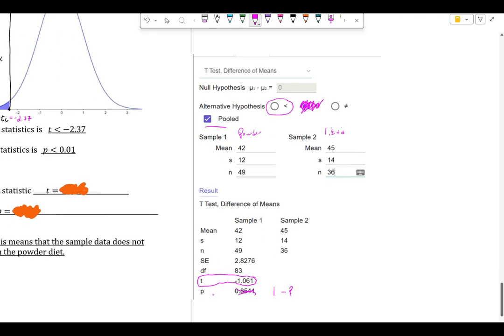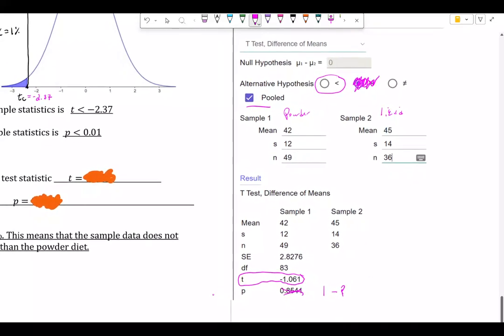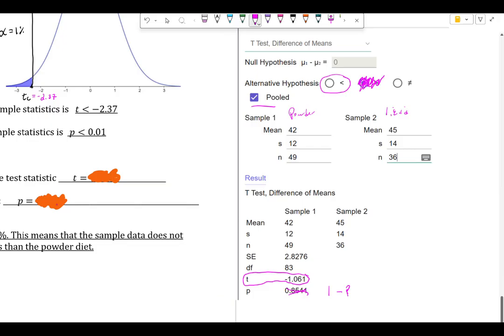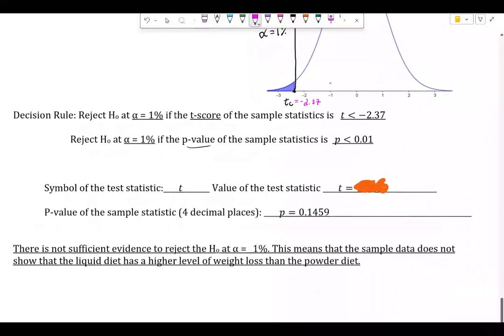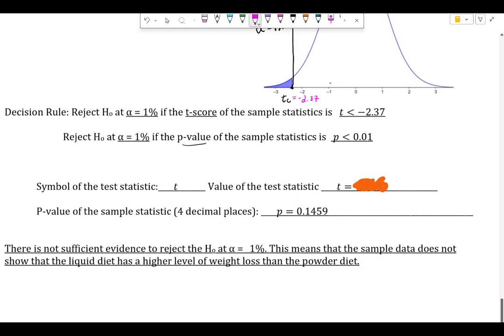So before we said it was 0.1459. So if I do 1 minus 0.1459, we would actually get the complement, as we had talked about previously. If I had chosen the correct alternative hypothesis, we would get the same exact p-value. So I apologize for that, but hopefully this is making sense at this point in the semester. I'm really hoping that it is.